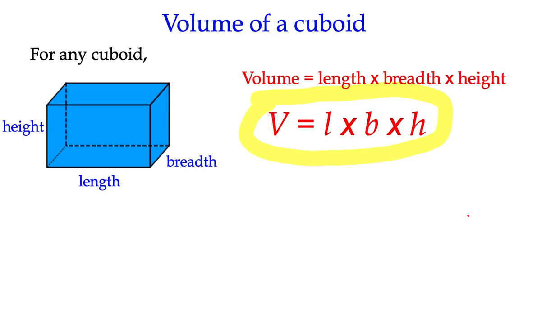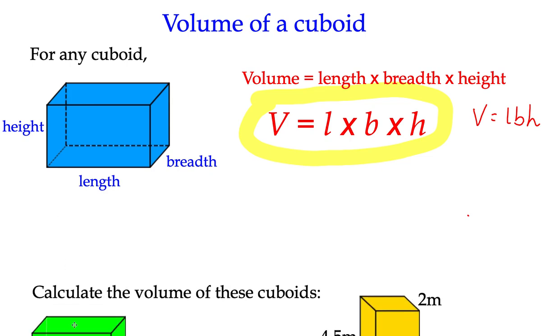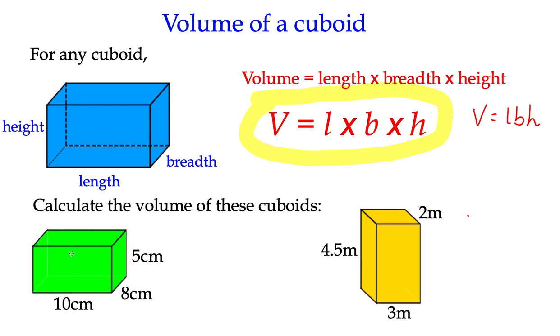Sometimes you see it written down without the multiplication signs in between, so you might see V equals LBH, and that's fine. You can put the multiplication signs in if you want. It's a formula, so anytime you're working out the volume of a cuboid, I'd like to see that written out first of all, just like you do for the area of rectangles or triangles or anything. Always write it out. Okay, so let's apply that and see what we can do to solve these problems.